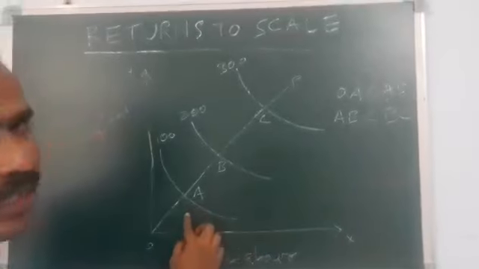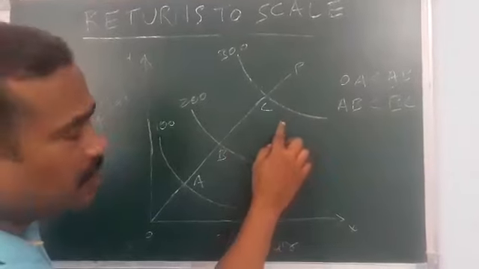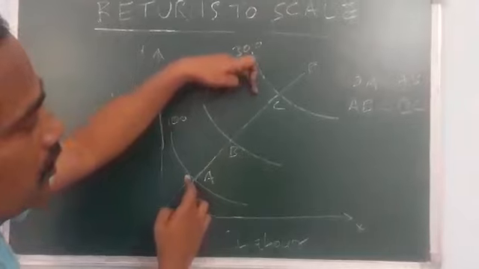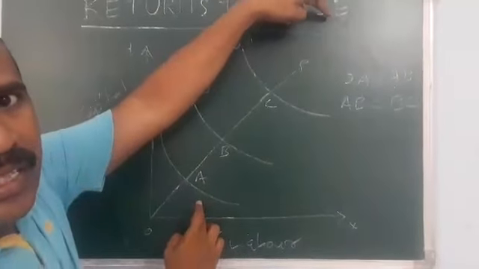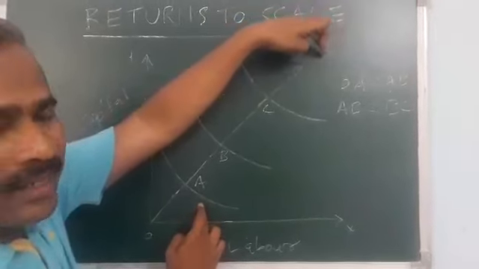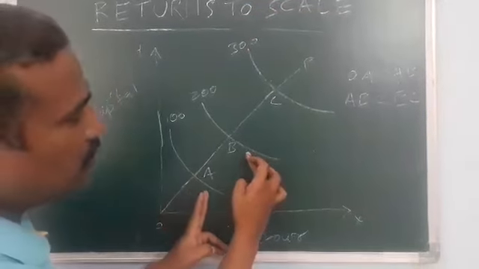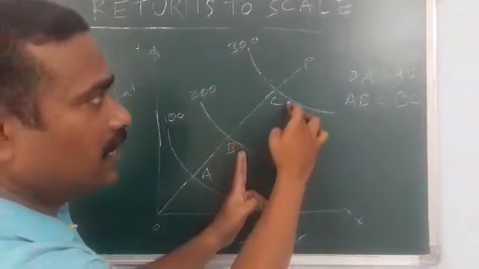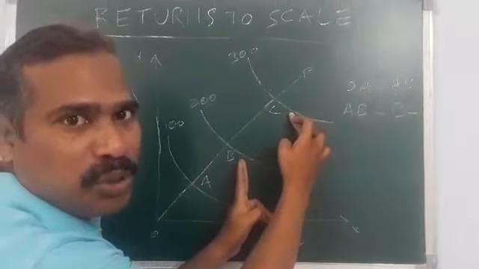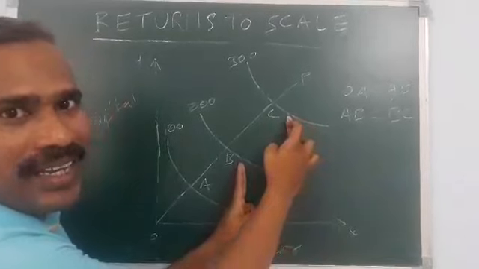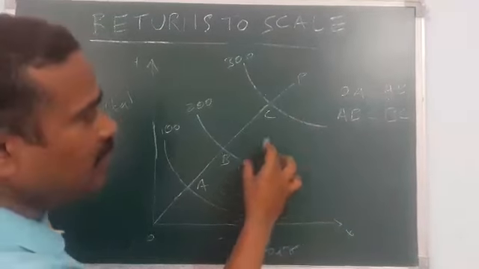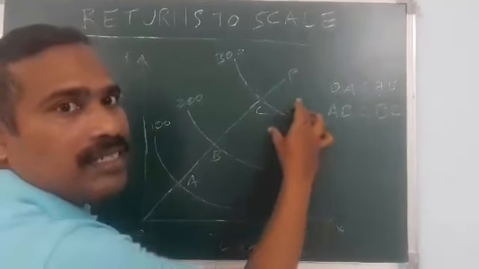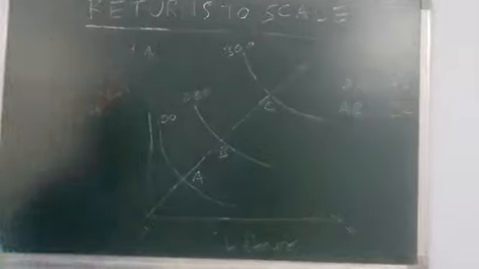Okay, I think you can easily understand in this diagram that these isoquants are moving up, towards the right. The distance between these two isoquants is less than the distance between these two isoquants. Here this distance is less, here the distance is more. If you go on this part, the distance also will increase.